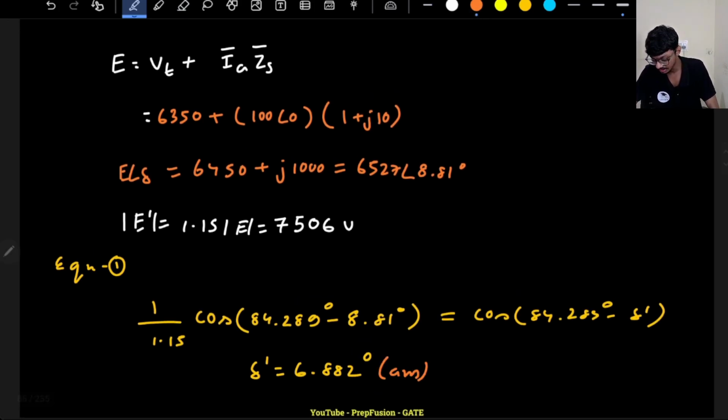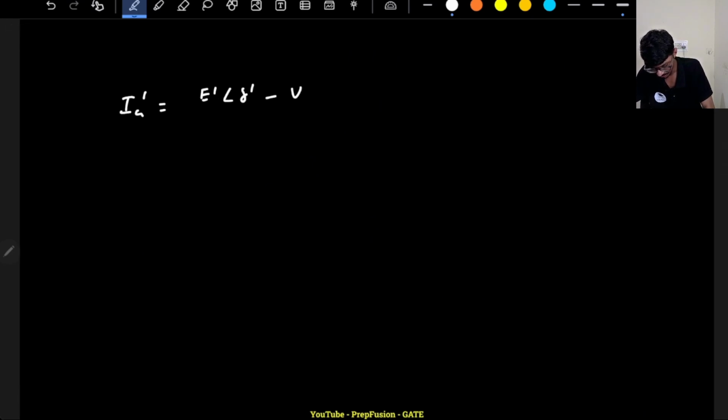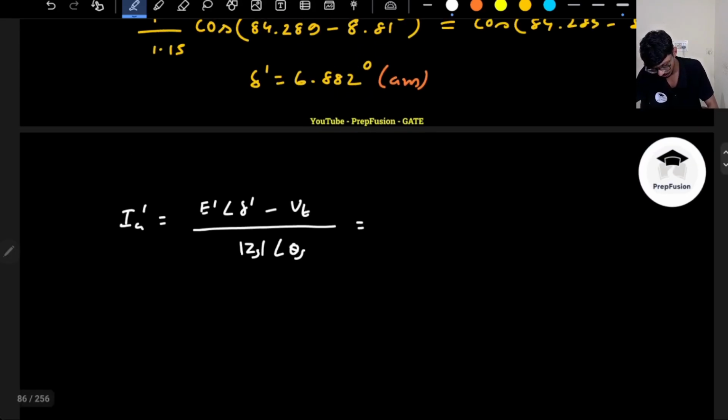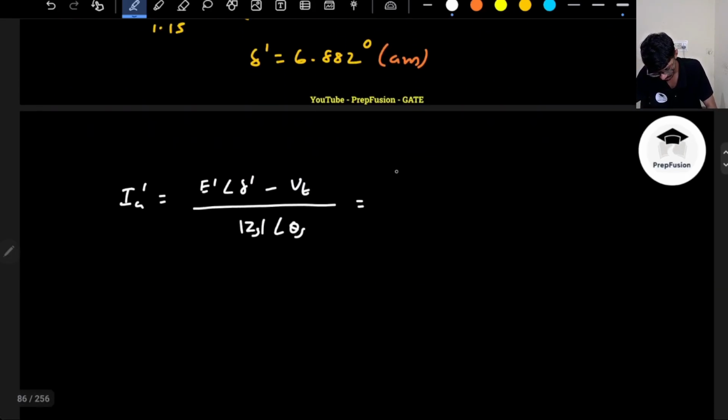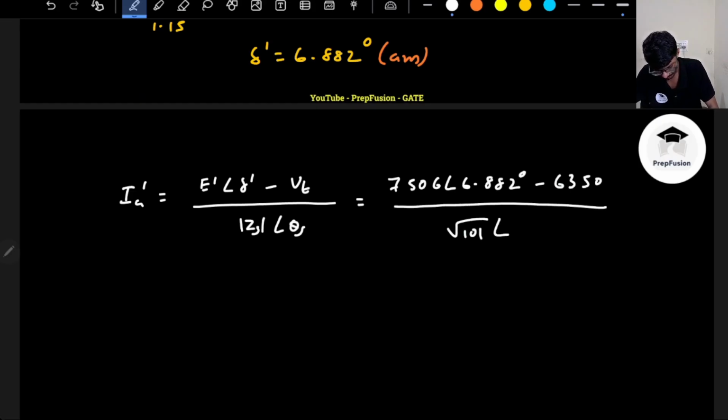What else have they asked? They have asked the armature current, right? What will be the armature current? So armature current is very simple. Ia dash will be simply E dash angle delta dash minus Vt divided by Zs angle theta s. Correct. So what is E dash? E dash is 1.15, so it is 7506 angle 6.882 minus Vt, which is 6350, divided by magnitude of Zs, which is under root 101.